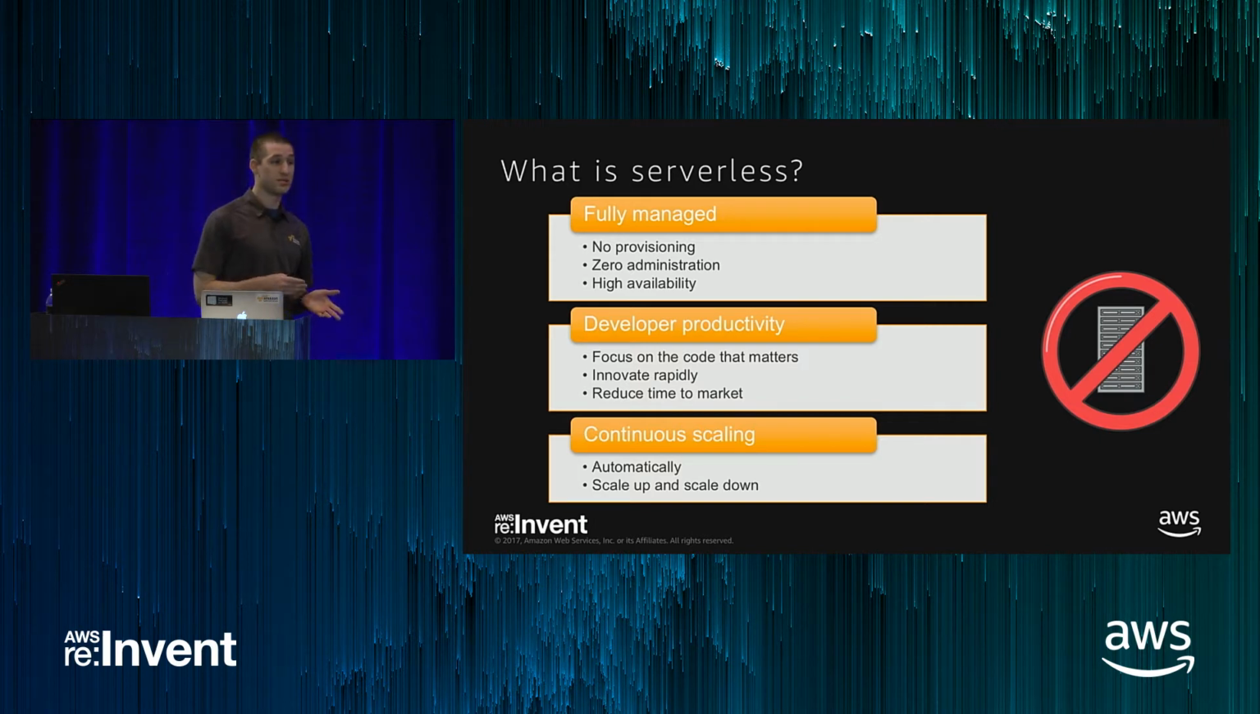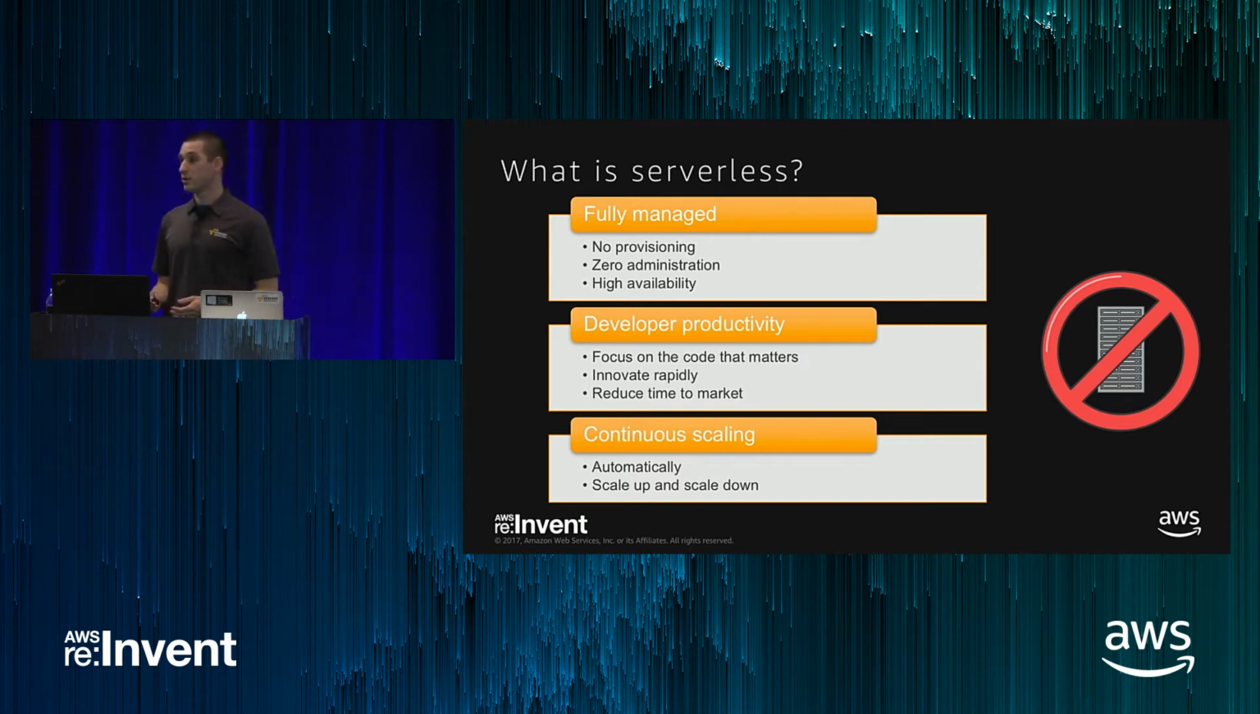This leads into the second point, which is developer productivity. Because you're not having to worry about securing the operating system, you're not provisioning infrastructure, you're not creating auto-scaling groups, you can focus more on what your business is, what differentiates you. And that's your application, that's your code. By doing that, you're able to bring things faster to market. You're able to iterate at a much more rapid pace.